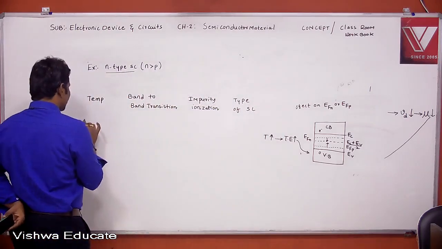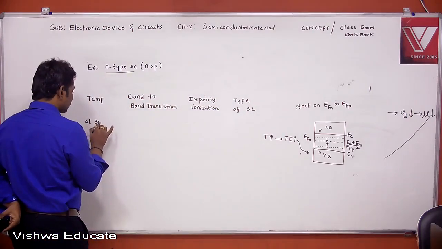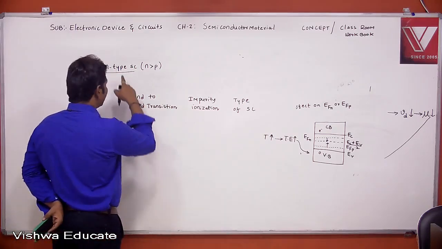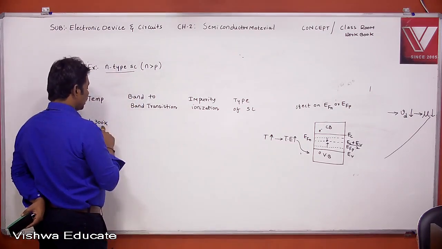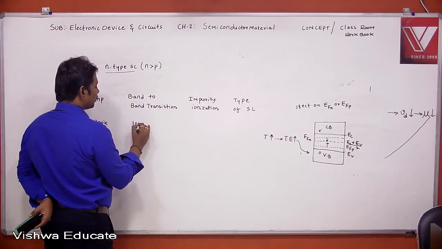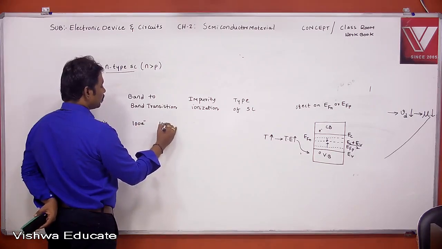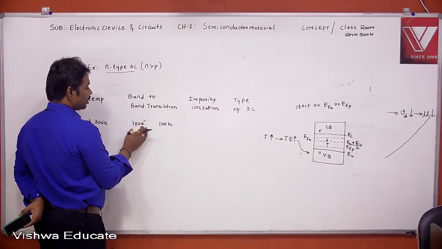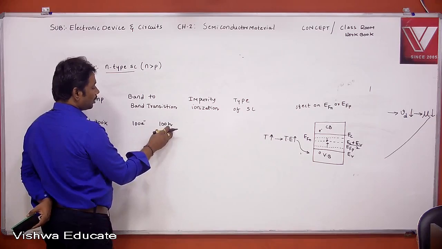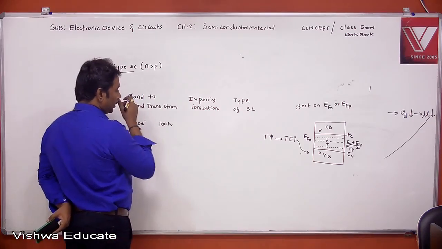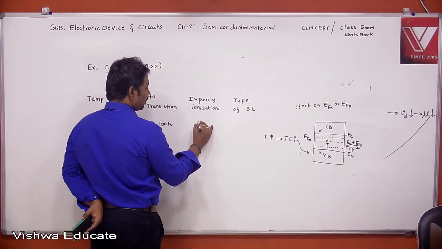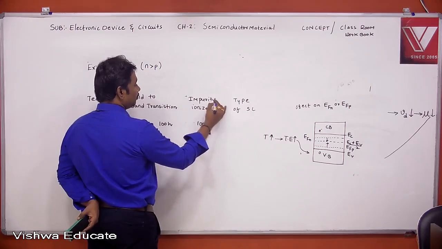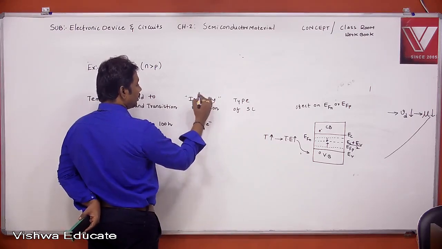For example, consider room temperature. Room temperature means 300 degrees Kelvin. In this example, at room temperature, 100 electrons will be there as well as 100 holes because of room temperature. Actually, in an N-type semiconductor, due to band-to-band transition, 100 electrons will be generated and 100 holes will be generated. And similarly, because of doping, 100 electrons will be present. A very important point is that impurity ionization will depend on the doping.